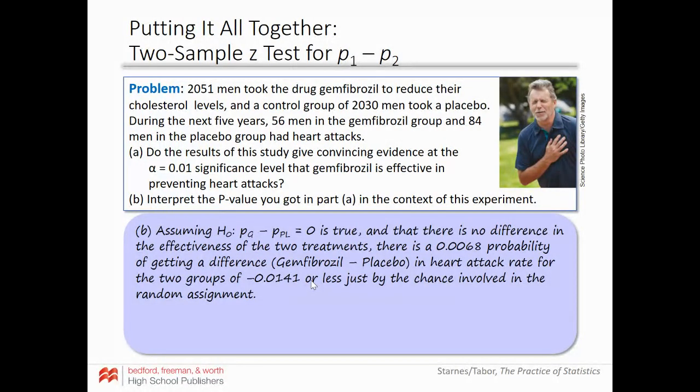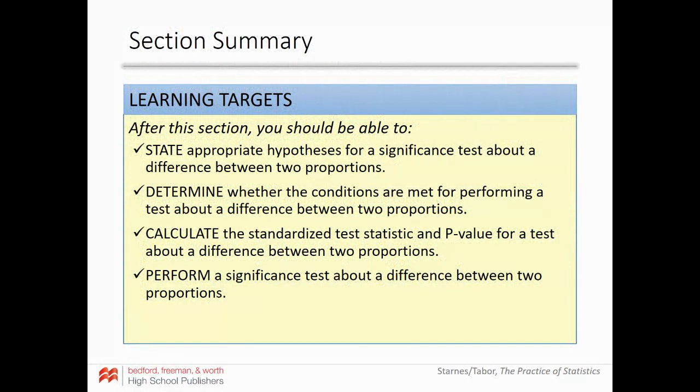So since it's pretty small, that's how we have significant evidence that these probably aren't the same, because the probability of it just happening, given that it was true, is so small. Well, then there must be some other reasoning, and that would be that maybe PG is really less than the placebo. Okay, and that's all we have for today.